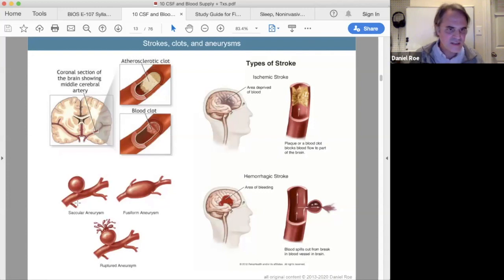So yeah, here's just a nice slide from this source down here. It shows again a saccular aneurysm. You can see why we call it a berry aneurysm, but you wouldn't want to eat this berry. There's a fusiform aneurysm right there. A ruptured aneurysm, it's a bleed, it bleeds out. Blood clot, atherosclerotic clot or plaque. And then here are types of strokes over here. We just covered that, but there's another image for you if that helps you get it in your head.